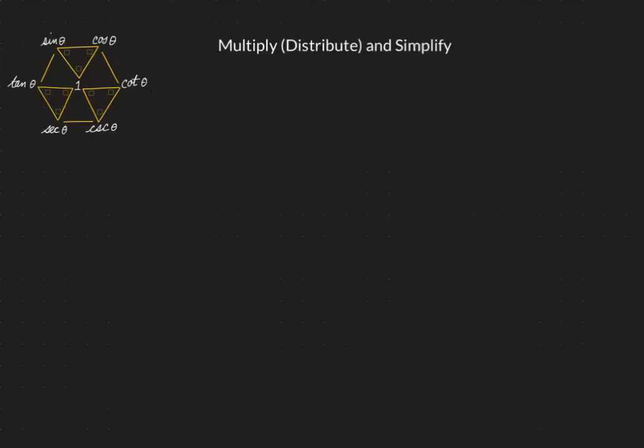First, let's talk about multiplying, which may involve some distributing, and then simplifying the result. Here's our first example. Notice that I've moved away from using theta. I'm now using x to indicate the angle, but that's fine. You can do it either way. You can use whatever variable you want to, as long as it clearly communicates to your audience that that is an angle.